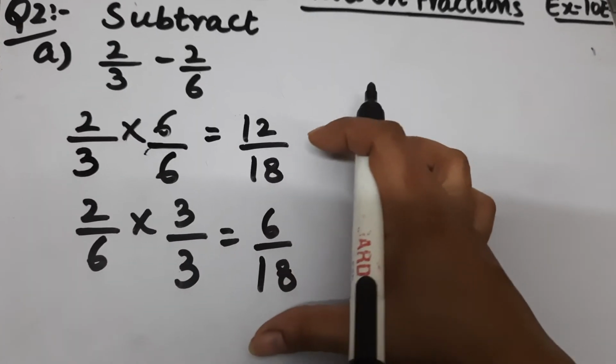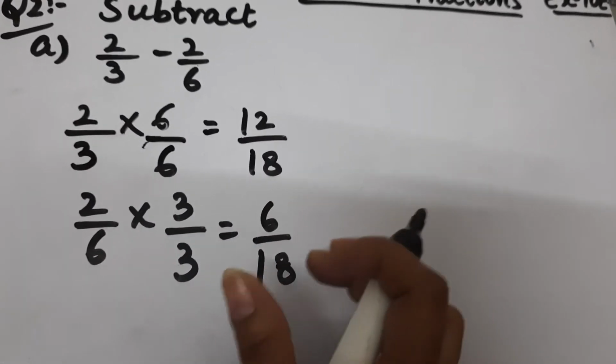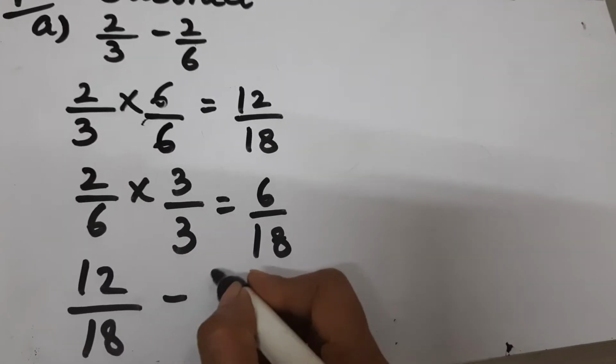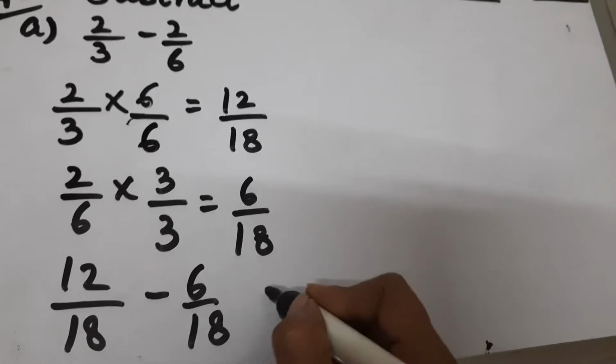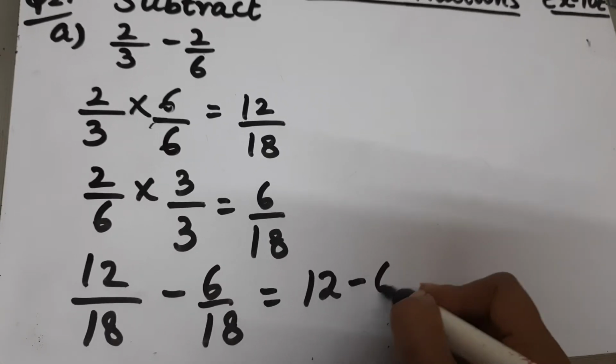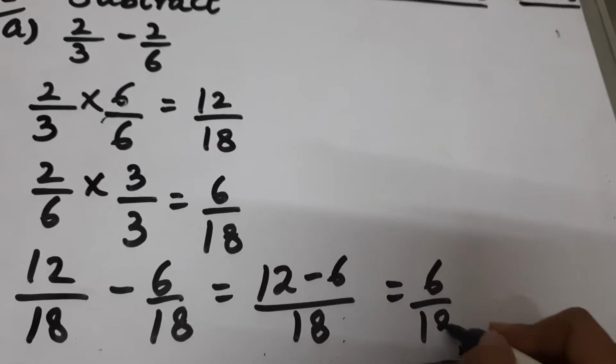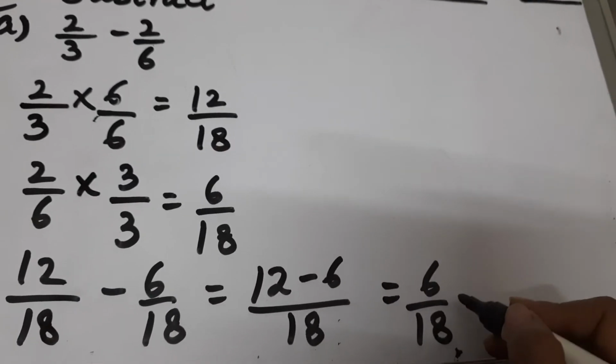Now these fractions are like fractions. The denominators of both the fractions are the same. So we can subtract 12/18 minus 6/18. So this will be 12 minus 6 upon 18, which is 6/18. Now reduce the fraction into lowest terms.